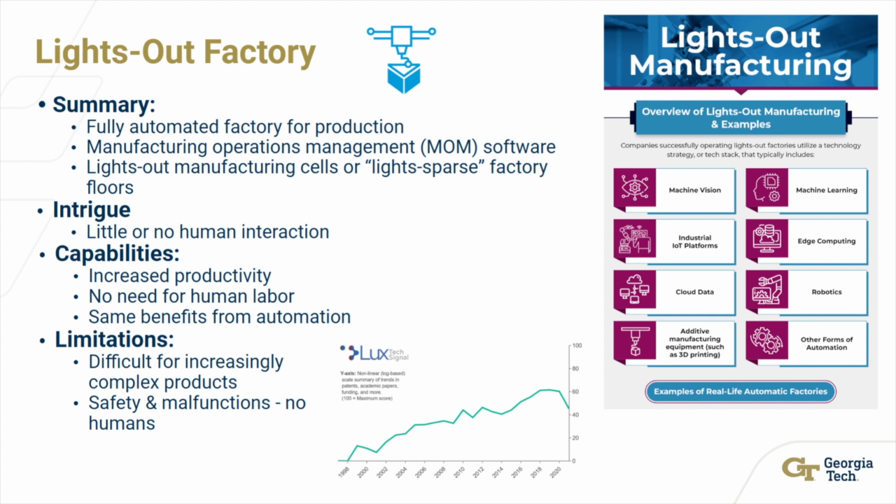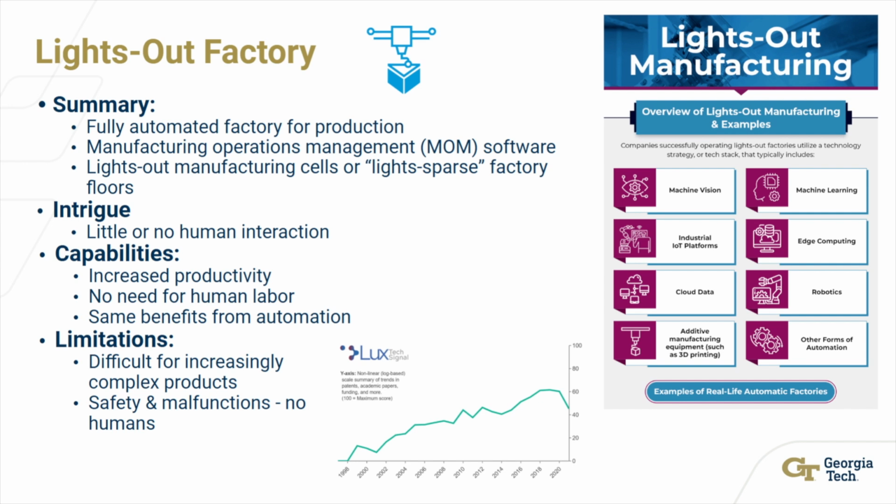Being able to run 24/7 allows for a big increase in these factories in terms of productivity. And with no need for human labor, there's a large cut in costs and a reduced risk of dangerous accidents occurring in the workplace. Beyond that, these factories include the same benefits I mentioned previously with automation and the robots and cobots. But also, as I brought up with light sparse factories, it can be very difficult to use this method with increasingly complex products.